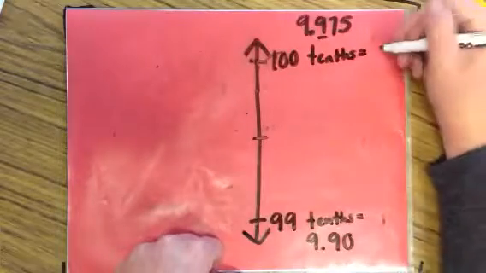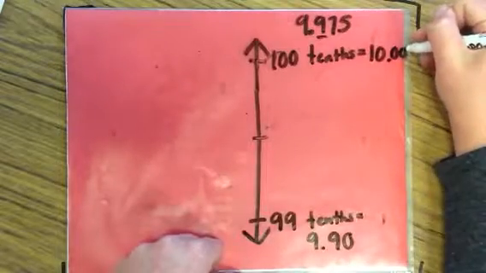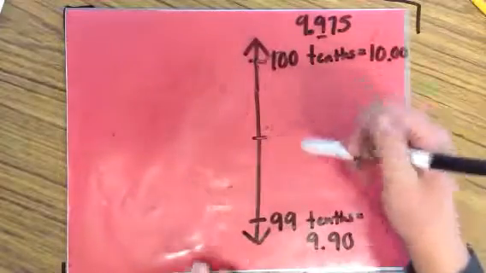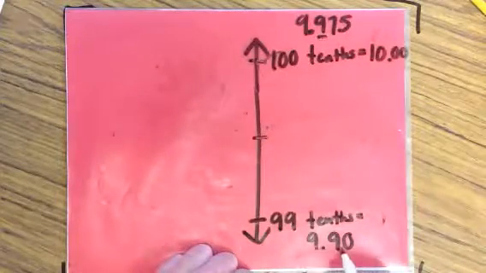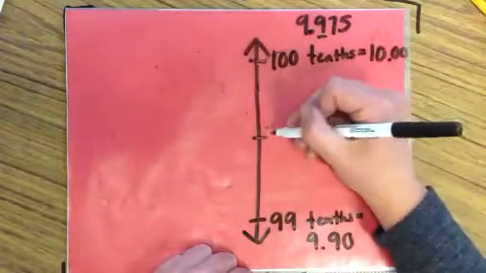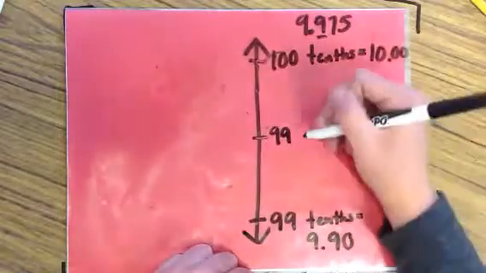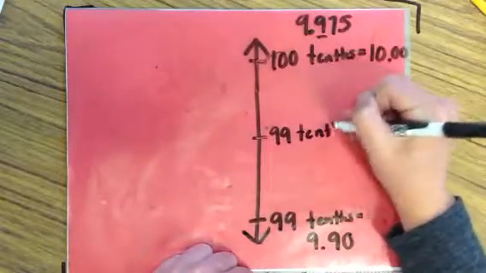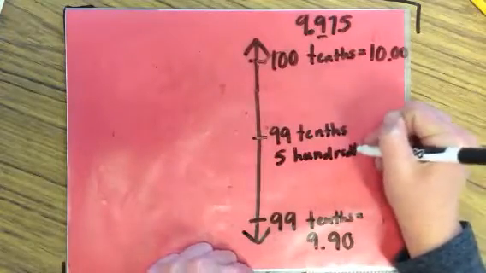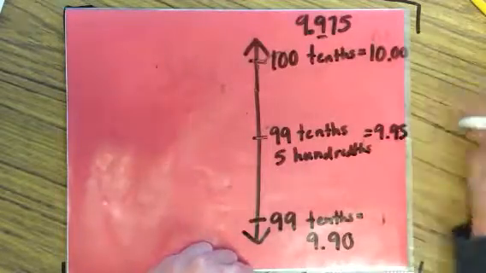And students might be tempted just to write 10, but go ahead and put those extra decimal points out because that's really going to help. For my midpoint, halfway between 9 and 90 hundredths and 10 and 0 hundredths, I'm going to actually end up with 9.95. So 99 tenths and 5 hundredths. And that's the same as 9 and 95 hundredths.